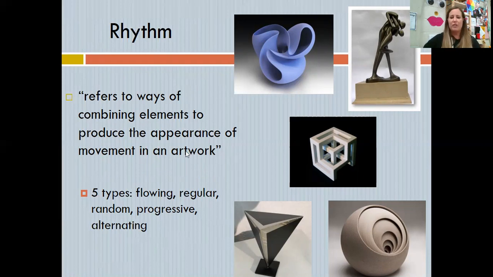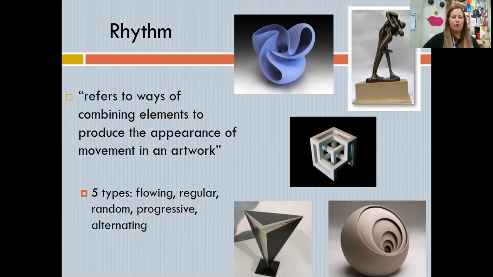So our first type of rhythm up here, our blue sculpture, is going to be an example of a flowing rhythm, all right? We have curving, flowing lines that are really leading our eyes all around the sculpture. Our regular rhythm is going to be this triangular sculpture down here. If you notice, all three sides of it are the exact same thing. So a regular rhythm means that we are repeating something over and over and over again.